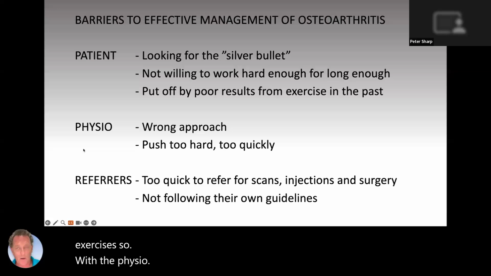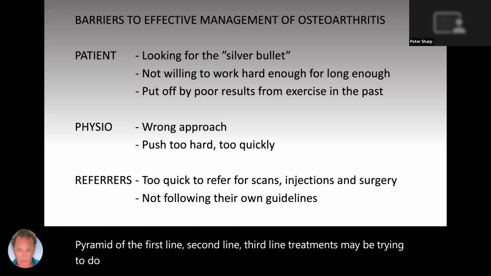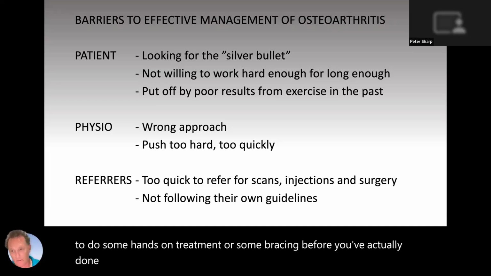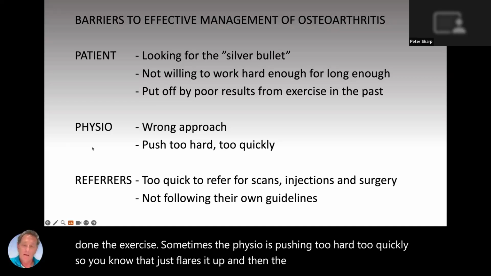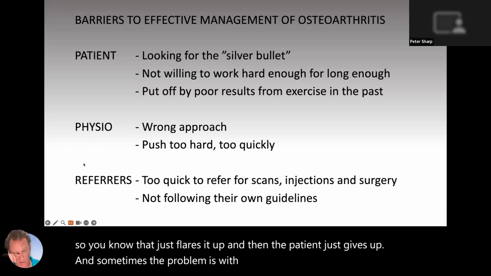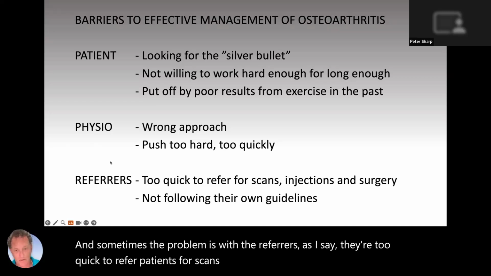Sometimes the problem is with the physio. The physio is not following that GLAD pyramid of the first line, second line, third line treatments. Maybe trying to do some hands-on treatment or some bracing before you've actually done the exercise. Sometimes the physio is pushing too hard too quickly, so that just flares it up, and then the patient just gives up. And sometimes the problem is with the referrers. As I say, they're too quick to refer patients for scans or injections and surgery when they're not even following their own guidelines.